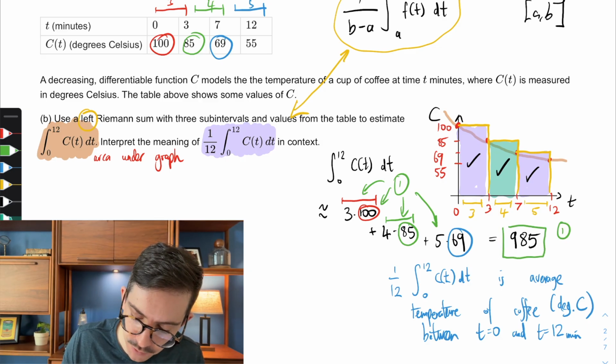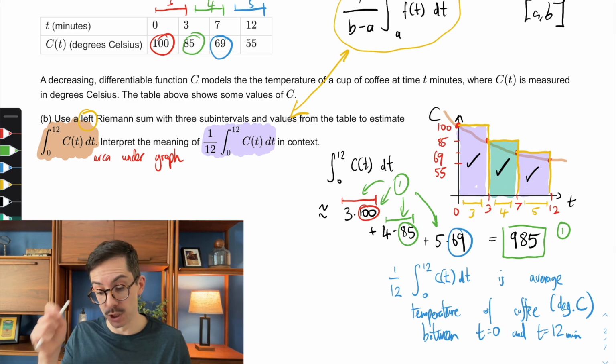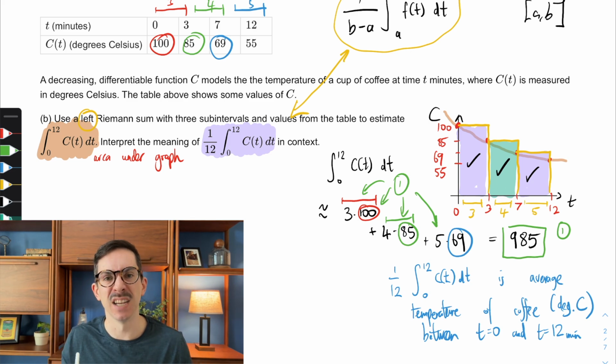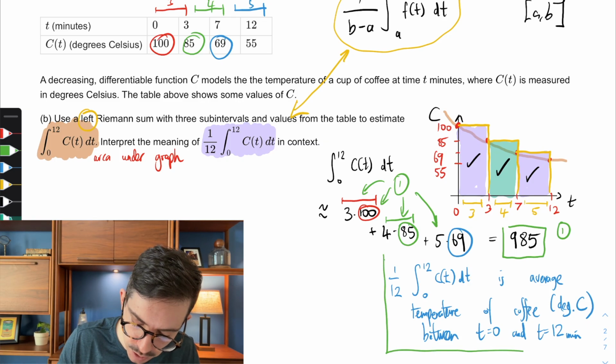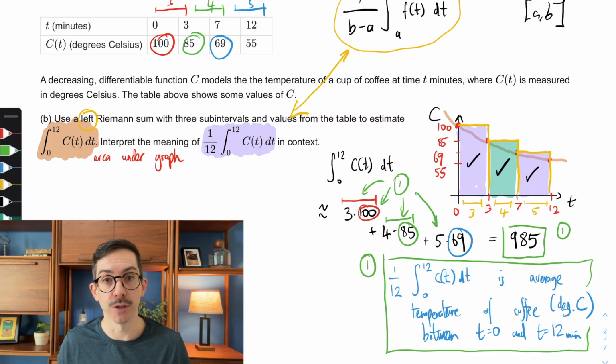You get 1 point for your answer, whether or not you fully simplified it as 985 or left it as the sum of the products of the constants. You'll get that point. And you get 1 point for this interpretation of the average value function. So that's all there is to it.